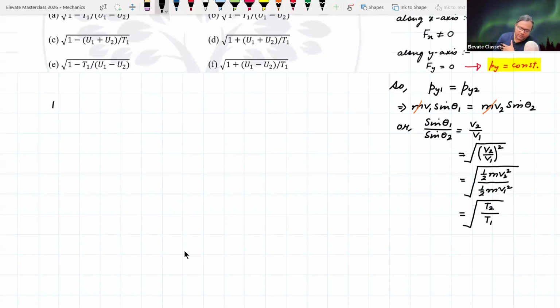Kinetic energy we sometimes write as KE and sometimes as T. They both represent kinetic energy. Usually in Newtonian mechanics, kinetic energy is written as KE, but when you study classical mechanics, kinetic energy is usually represented as T. It doesn't really make much of a difference; depending upon the textbook and what you're studying, they may use different expressions. So we have T2 upon T1. But we also know conservation of energy.